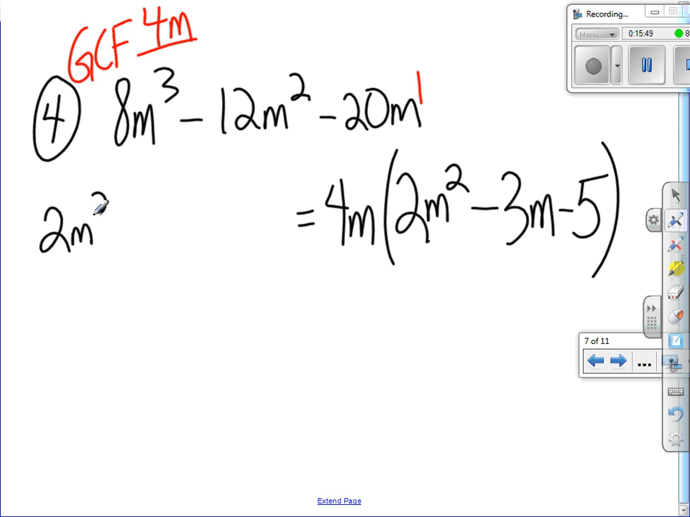All right, 2m squared minus 3m minus 5. Okay, minus 5. So we've got to do front end times back end.